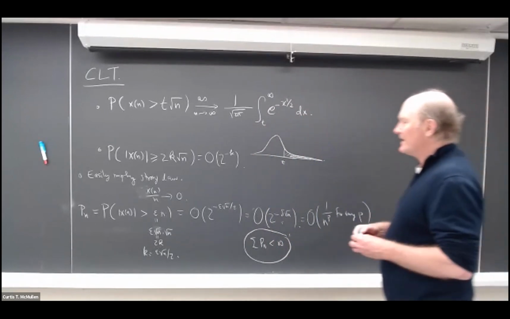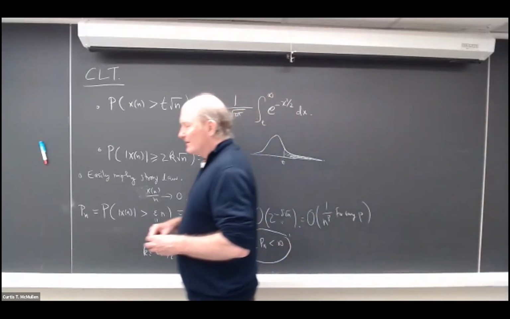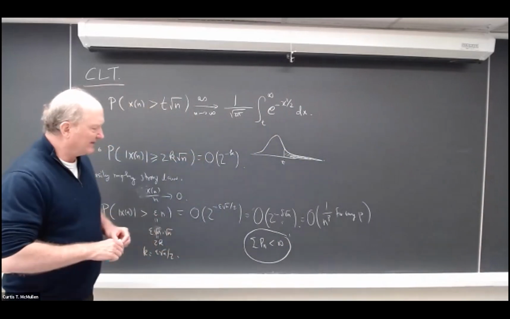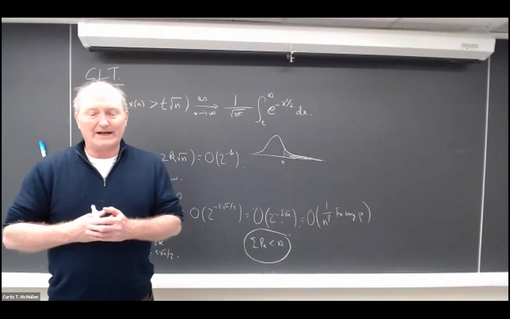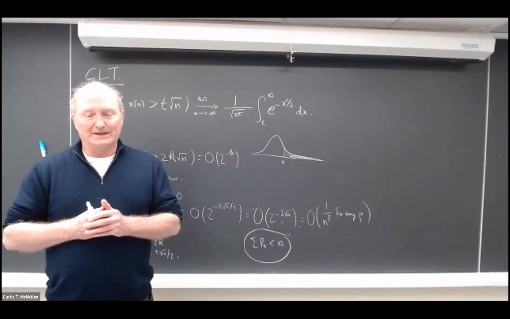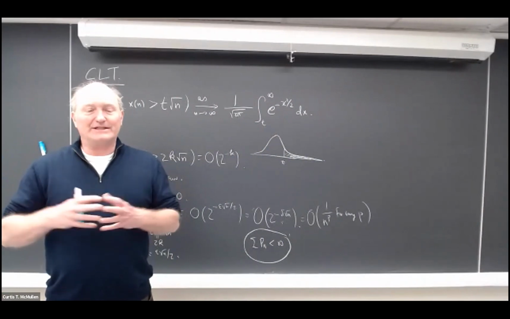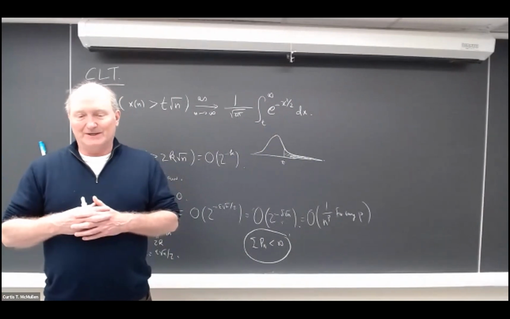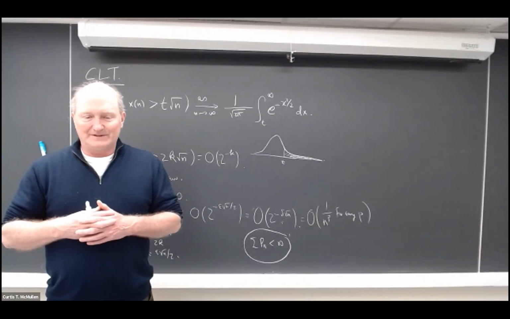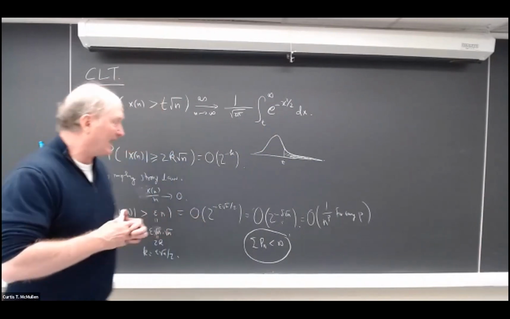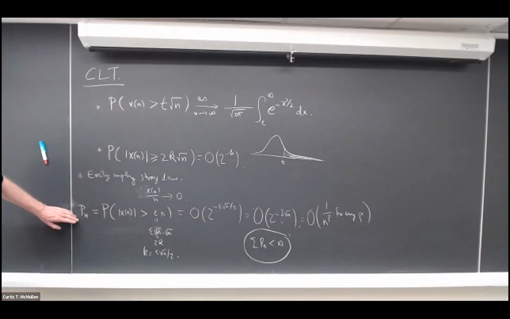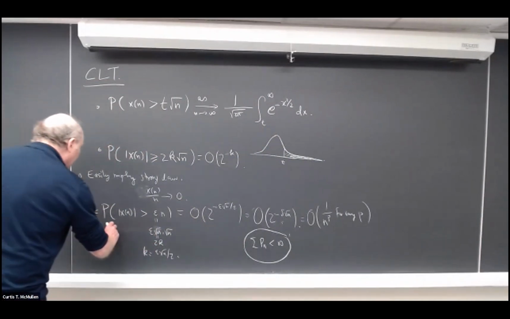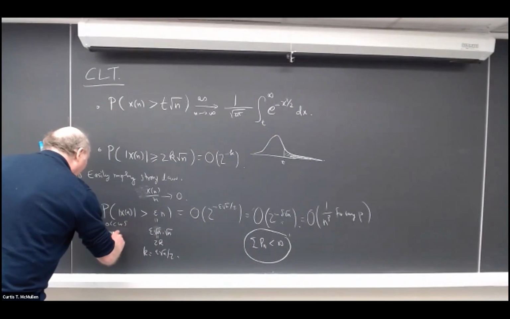Now, if I have a sequence of events and the sum of their probabilities is finite, what can I say about those events? What are the chances that infinitely many of them occur? 0, that's right. That's the Borel-Cantelli lemma. So since this sum is finite, the Borel-Cantelli lemma says this occurs for only finitely many n.